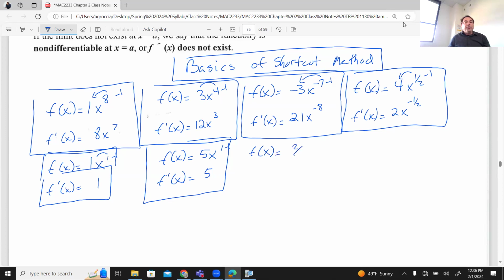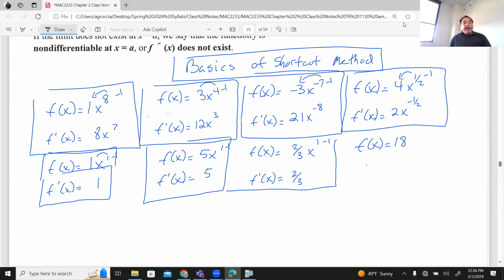If I had 2/3, another fraction, x, what's the derivative going to be? 2/3. Why? There's a 1 here. 1 times 2/3 is 2/3. 1 minus 1 is 0. So you find a little shortcut. Okay, that's good. What's the derivative? Pick a number. 18. What's the derivative of 18? Take a guess.